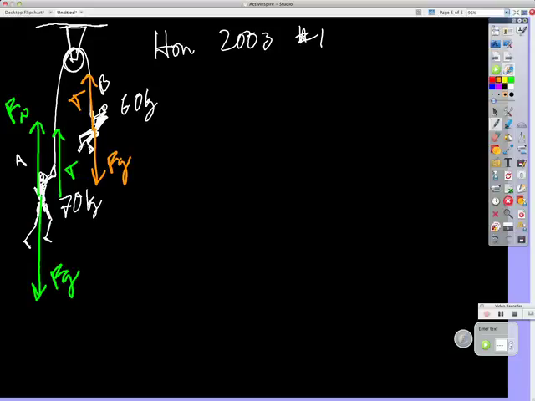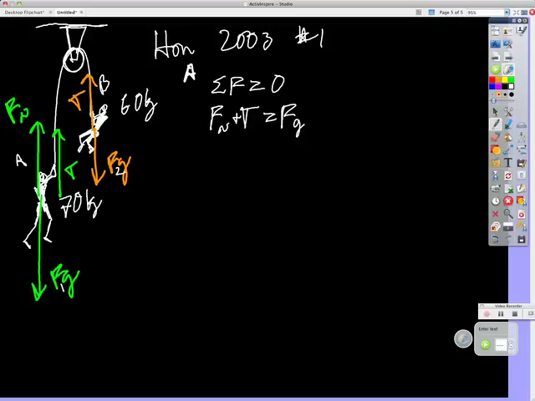Okay, so we know for student A, the sum of the forces is equal to 0, right? Because nobody's accelerating. You just stand there. So then we say Fn plus T equals Fg. And I'm going to say this is F1g and that's F2g. Okay? So then that's for him.